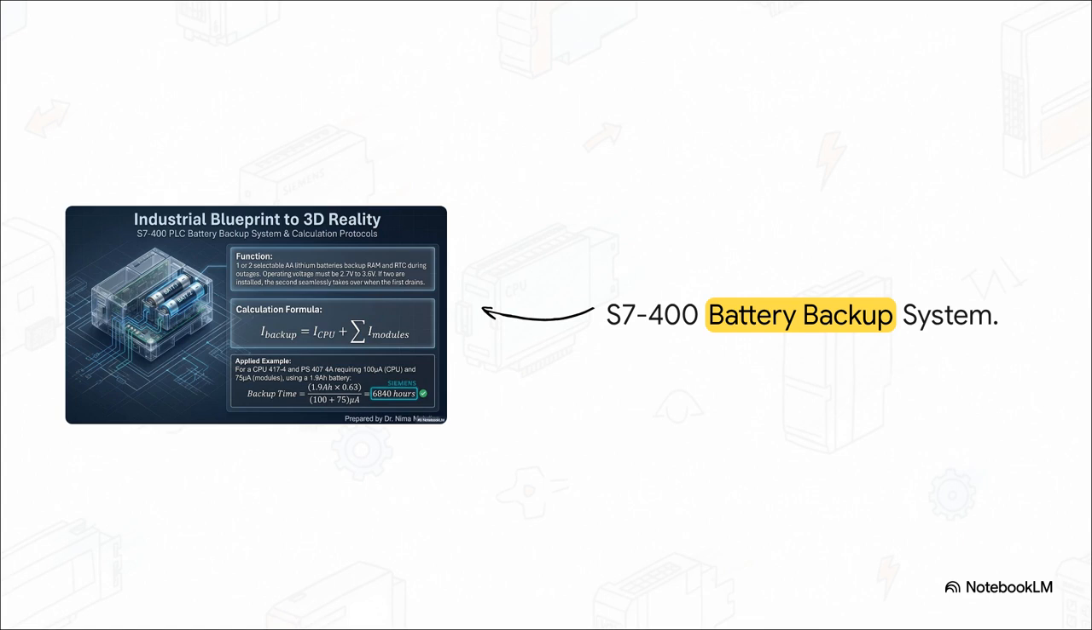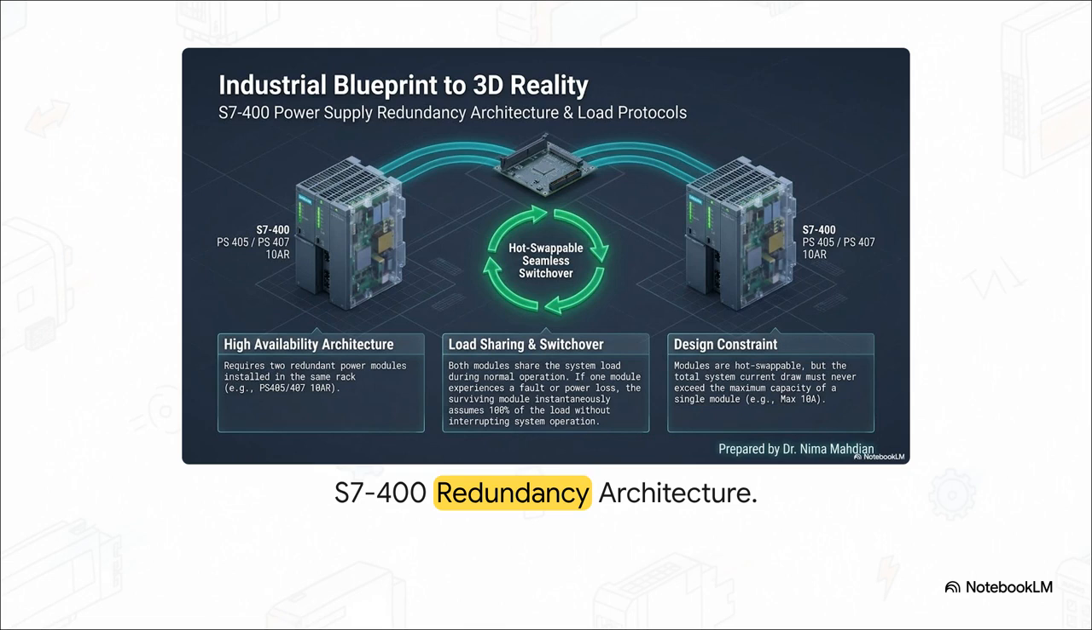Look at the calculation formula provided right here. So if we take an applied example of a CPU and modules requiring 175 microamps total, and we use a standard 1.9 amp-hour battery, we just multiply the battery capacity by a constant of 0.63, then divide by the total draw. This math gives us exactly 6,840 hours of backup coverage. That's over 280 days of memory protection. Pretty incredible. But for continuous active operation, we rely on a high-availability, redundant architecture.